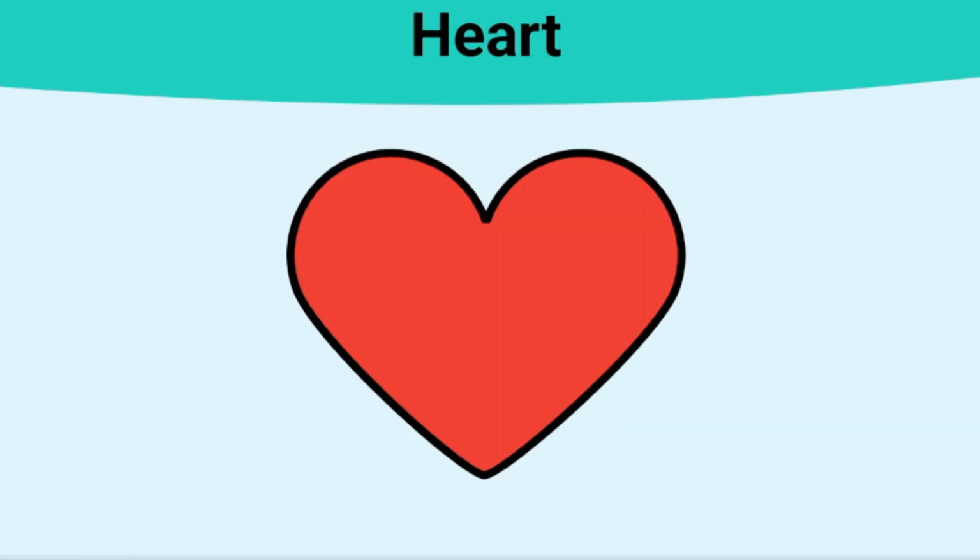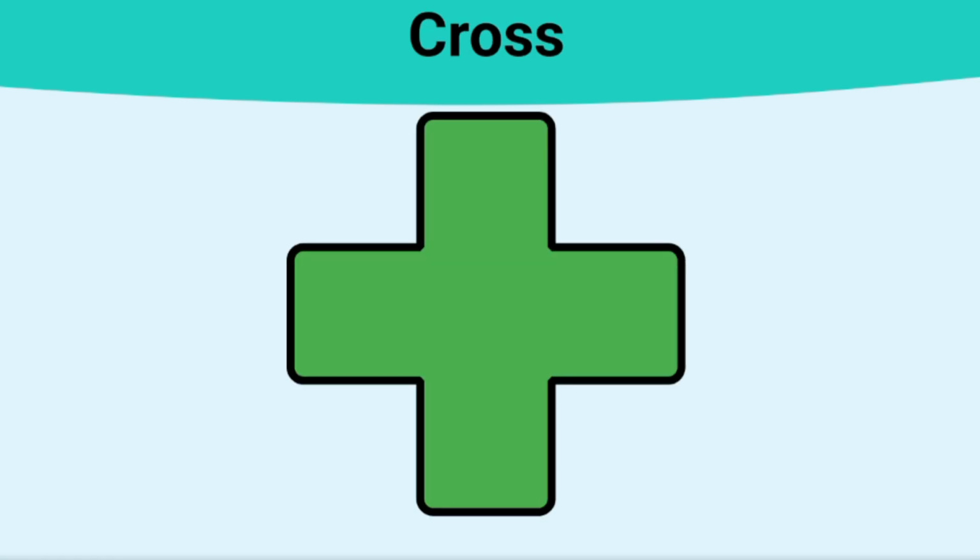Next shape is heart. Heart is in red color. Very good. Next shape is cross. Cross has four sides. These are the basic shapes for kids. Please kids, repeat all these shapes with me now.